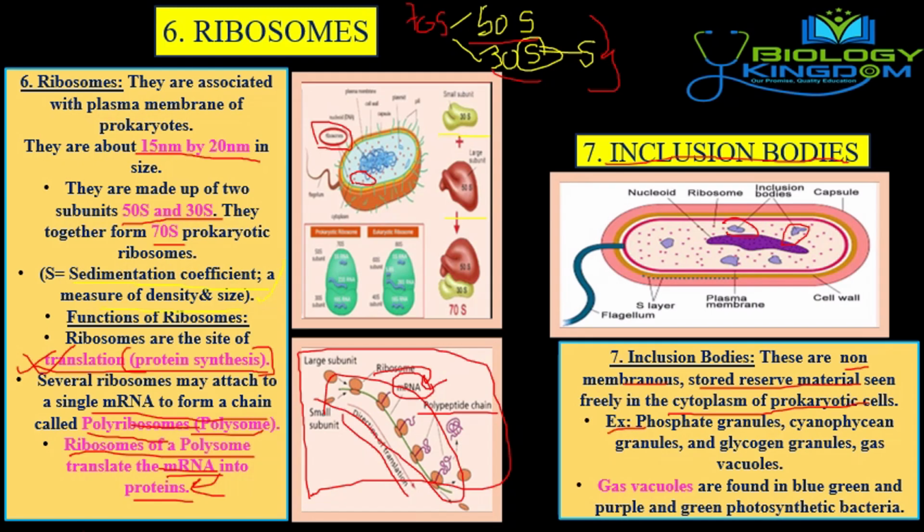For example, it is stored in the form of phosphate granules, cyanophycean granules, glycogen granules, or gas vacuoles. The most common forms we observe are glycogen and gas vacuoles. Gas vacuoles are commonly found in blue-green and purple photosynthetic bacteria, nothing but our cyanobacteria, through inclusion bodies. So this is a brief overview of the prokaryotic cell.